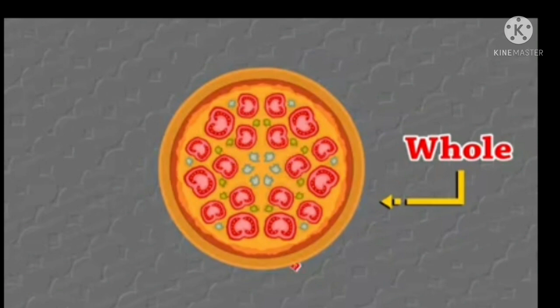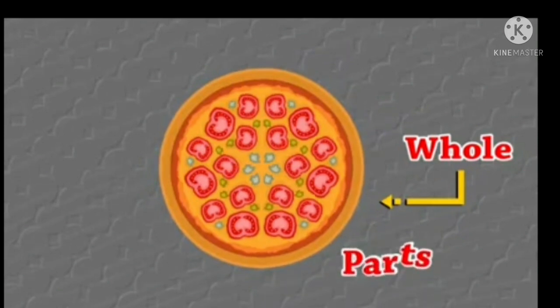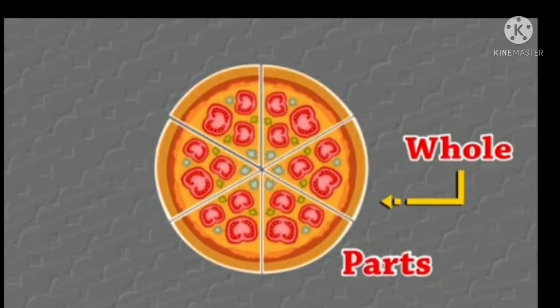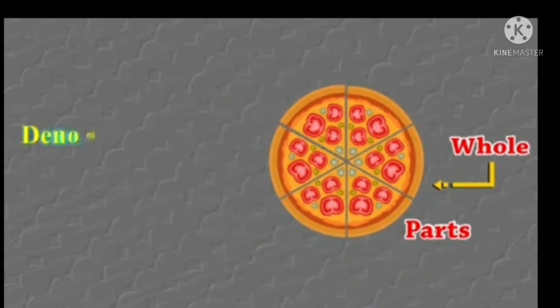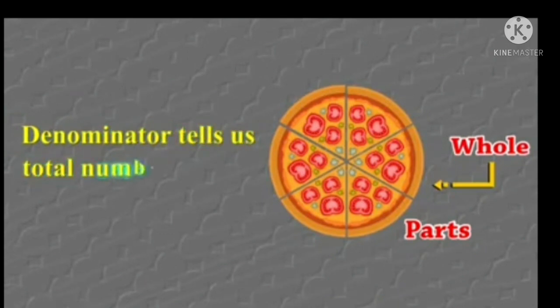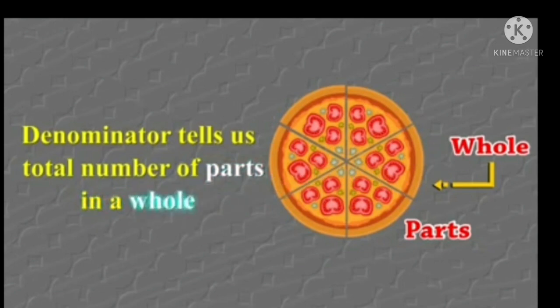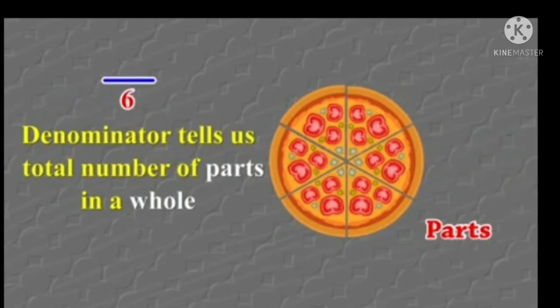The pizza is whole. This pizza is divided into 6 equal parts. See here we have 6 parts. And now the denominator tells us the total number of parts in a whole. See here, 1, 2, 3, 4, 5, 6 parts. So 6 is the denominator.